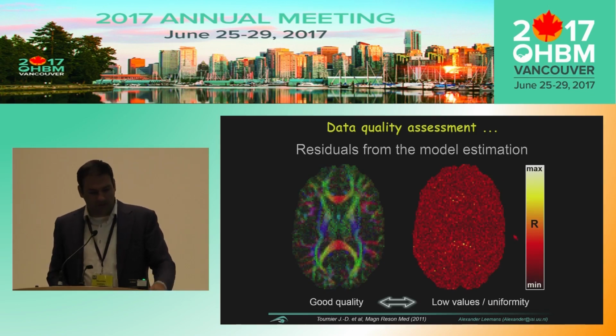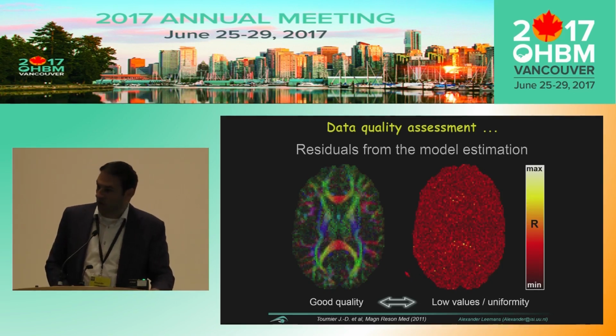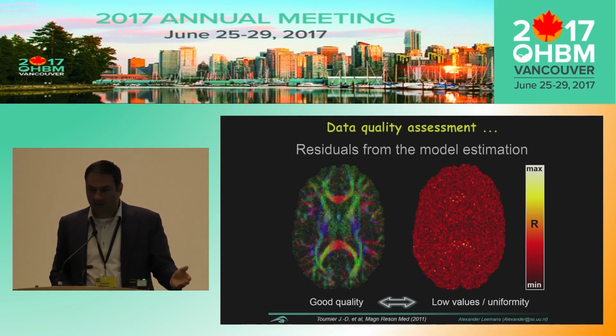Okay, so the rule of thumb is that these should be uniformly distributed, so there shouldn't be any structure in there. It's basically just the noise, what remains, and these values should ideally be low. Okay, so in this case, I would argue, well, it's a good quality data set. You may argue, well, it's a bit noisy, indeed, but at least there's no systematic artifact in there.